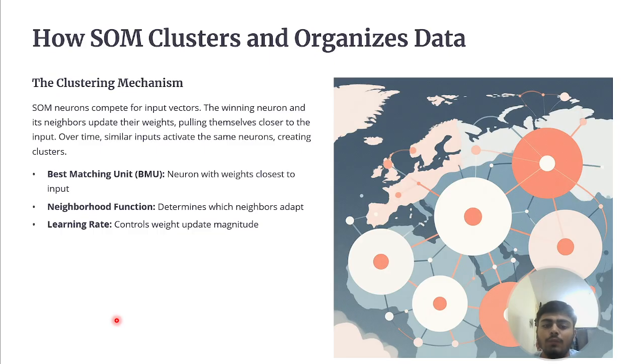Each time an input is given, the neurons compete to become the BMU. The winning neuron and its neighbors then update their weights to resemble that input. Over time, similar inputs keep activating the same nearby neurons, forming clusters of the same data on a map.